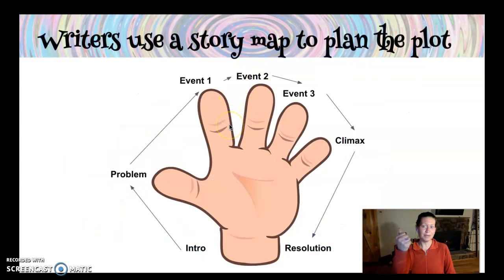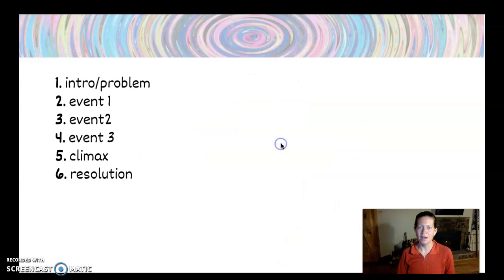Sometimes it can help just to plan it on your hands. I start at the base of my hand and then say, what's the problem? What are 1, 2, 3 things that happen? What's the big crazy event? And then the resolution. So if you like to just plan things out on your hand, that's one way just to start thinking about it. But you do actually have to write a plan today.